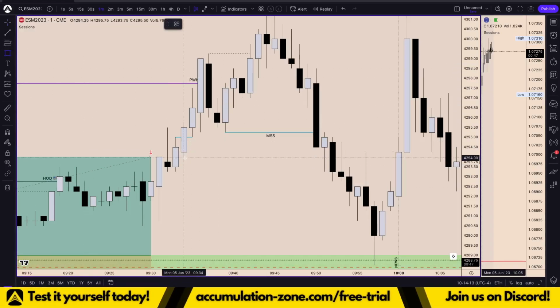So let's say we left behind lots of fair value gaps right here. It could be harder for price to reach your target because maybe they're getting delivered or filled efficiently before price hits the buy side target.